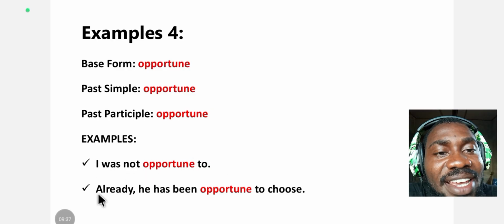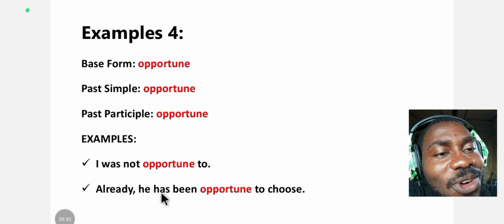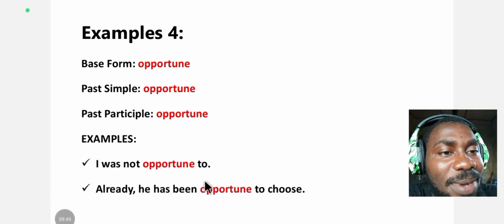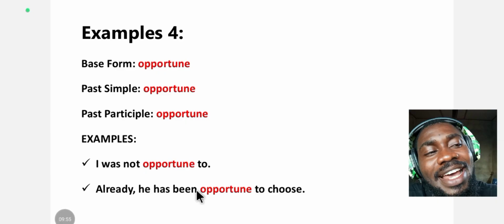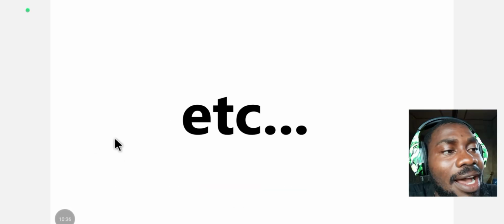The next example here is "Already he has been opportune to choose." Already he has been opportune to what? To choose. Opportune here is serving as a past participle in this sentence. "Has been" is telling us that something has happened in the past. Past participle. It has happened. And so on and so forth.